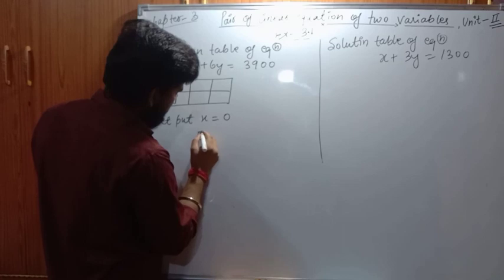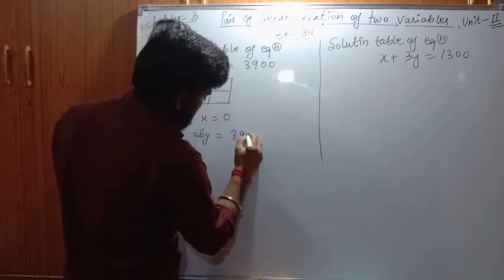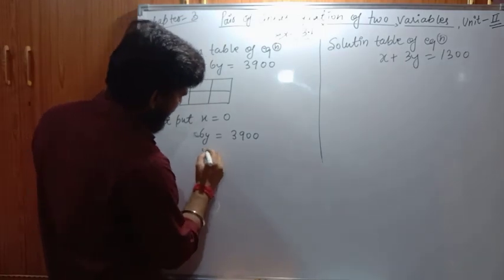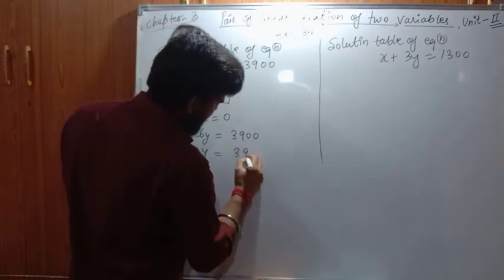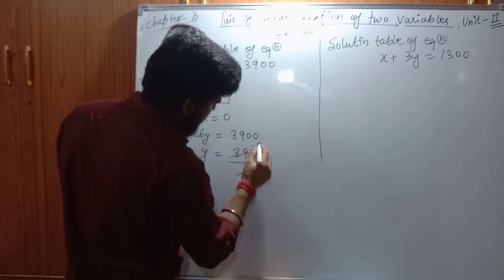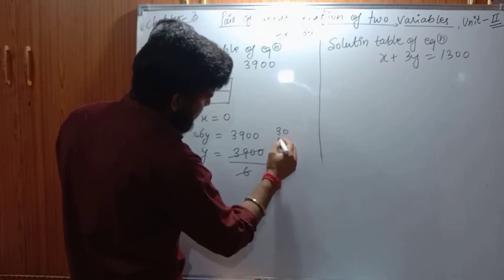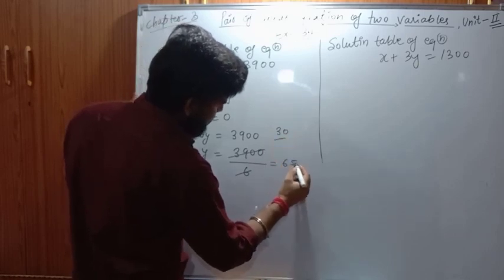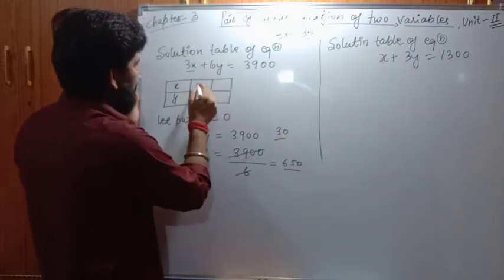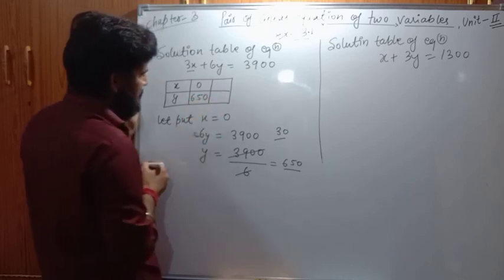So 6y equals 3900, and y equals 3900 upon 6. 6 sixes are 36. Now 3 is remaining, and 6 fives are 30. So if x equals 0, then the value of y is 650.